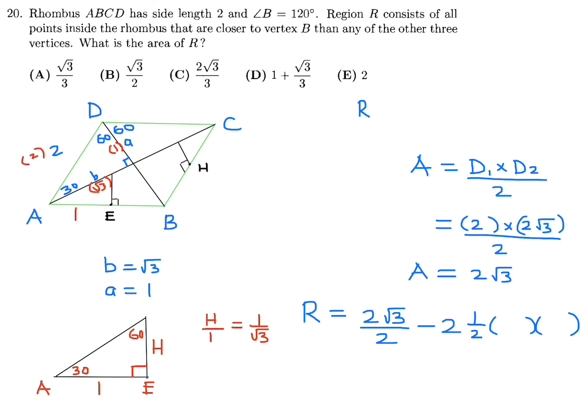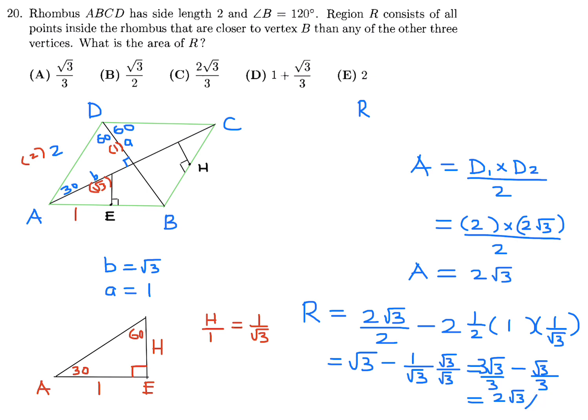So we got 1/2 base. The base is 1, and the height is 1 over root 3. All right, so this becomes root 3. And this looks like 1 over root 3. Rationalize the denominator, and that gives me root 3 minus root 3 over 3. And this will be 3 over 3. So that's just 2 root 3 over 3. 2 root 3 over 3 for number 20 is C.